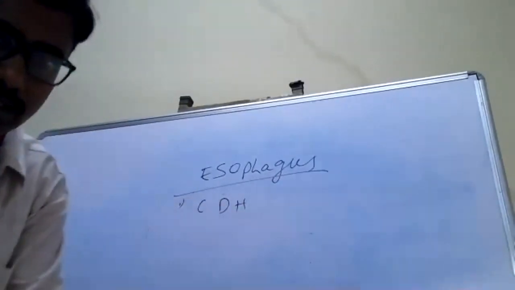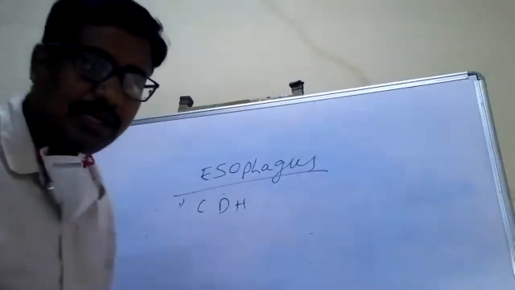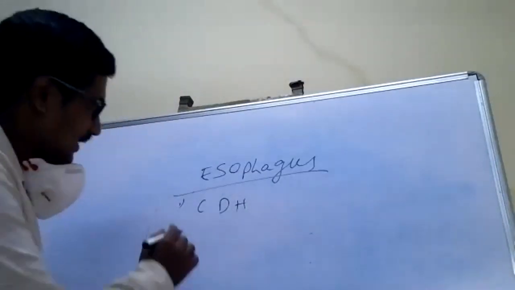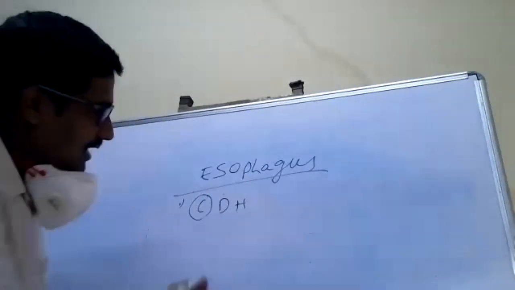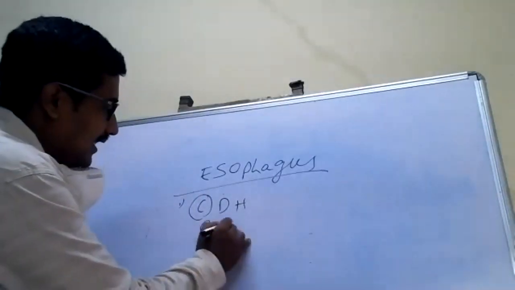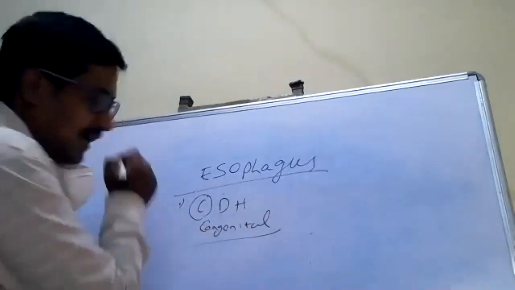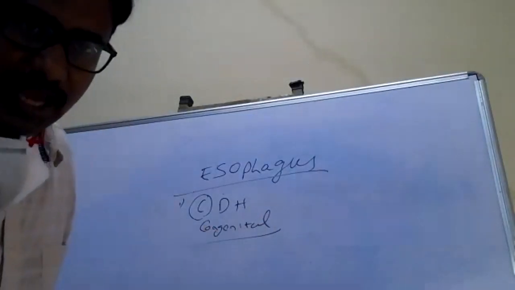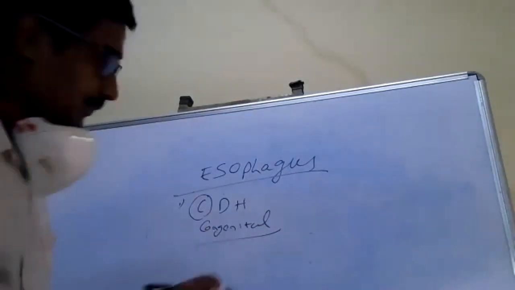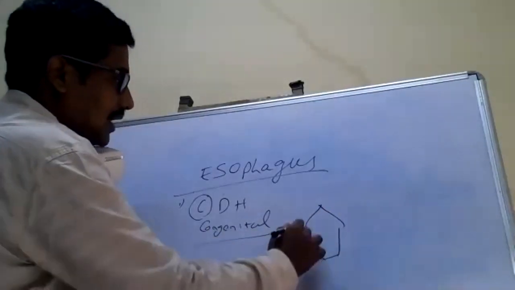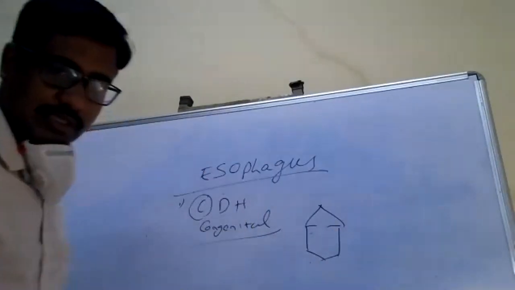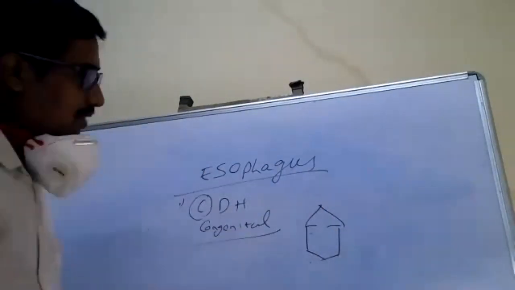First we'll discuss congenital diaphragmatic hernia. As the word says, it is a congenital condition. See, this is the abdomen and this is the diaphragm.